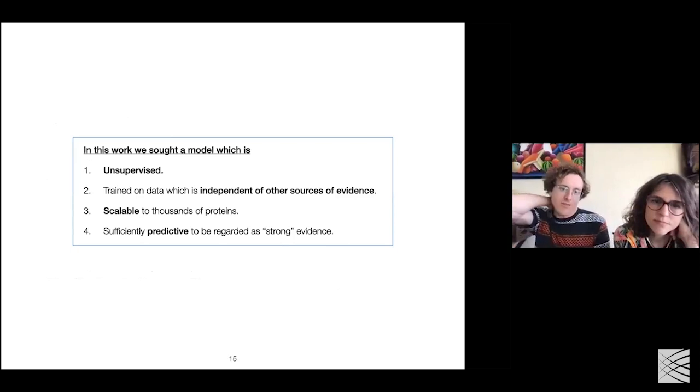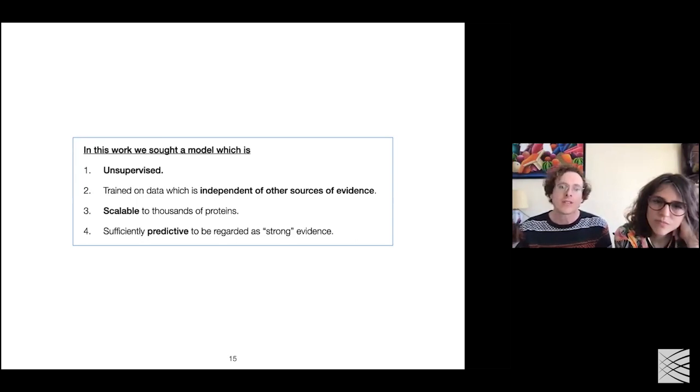So with these issues in mind, we wondered about going back to where this field started, which is unsupervised models trained purely on evolutionary data, looking at the sequences from diverse organisms. In this way, we've got a model that is unsupervised and therefore bypasses many of the issues with validation that we've described, or at least maximizes the options for validation. It's trained on just a single source of evidence, so it's clearly independent of other criteria in the ACMG, for instance.